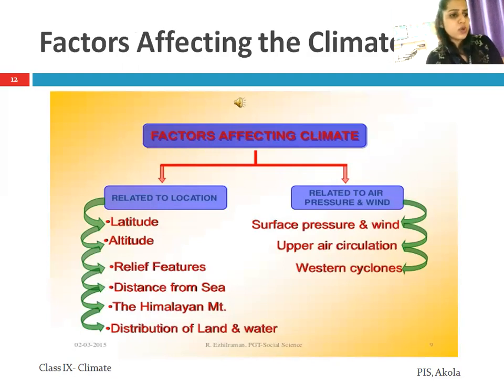This is just to help you out to know and understand that these are different factors which then are being considered as well. So with regards to location, if we see, we have got altitude, we have got latitude, relief features when we talk about mountains which can bear in the winds, distance from sea, Himalayan mountains, and distribution of land and water. Wherein the second category with factors affecting climate refers to air pressure and wind, where you have surface pressure and surface winds, upper air circulation, and western cyclones.